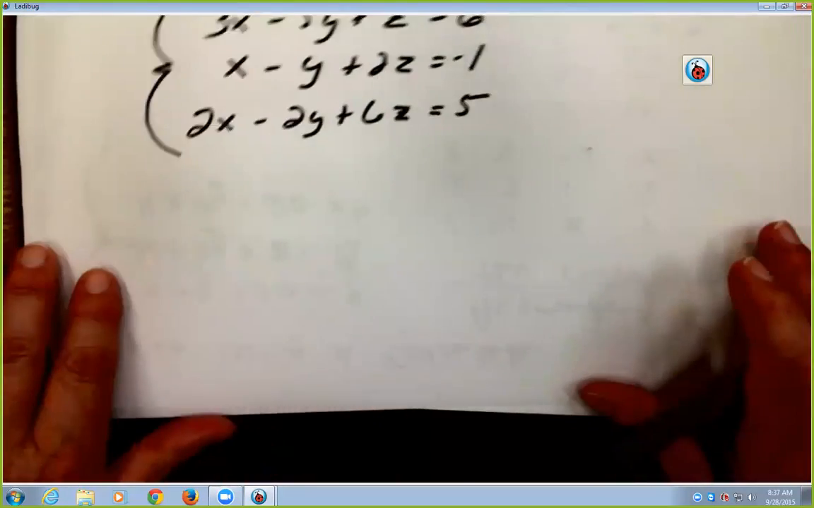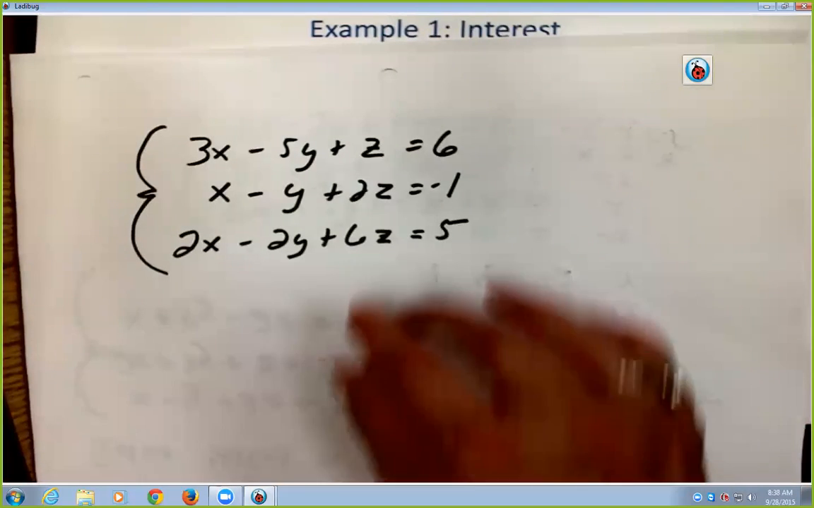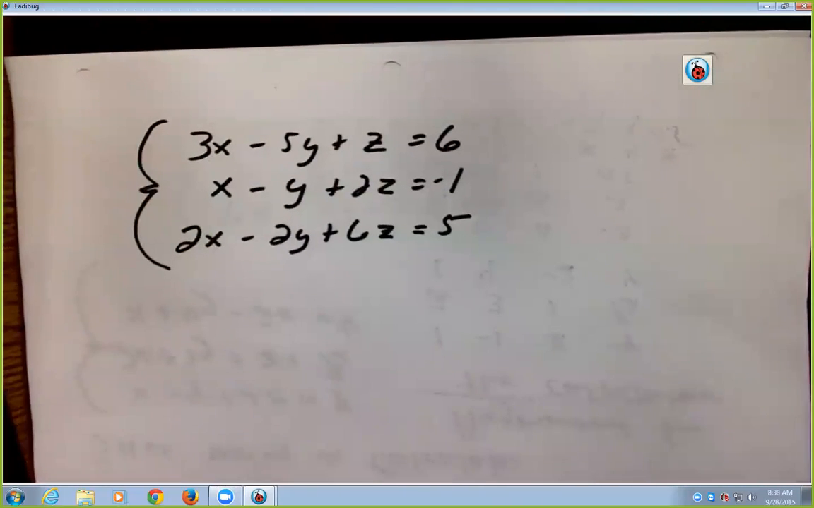All right, what do you get for this one? If you can see it. Helps if I move it down where you can see it. I have one of them chopped off. That's not too good.